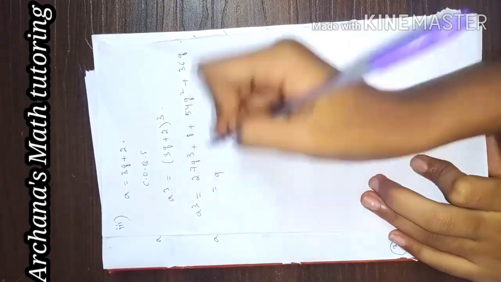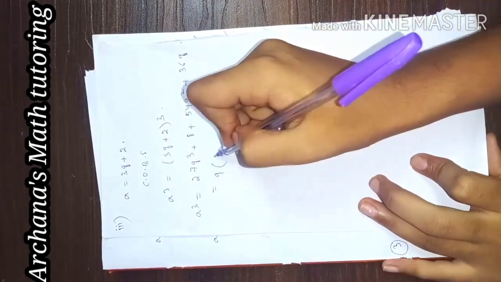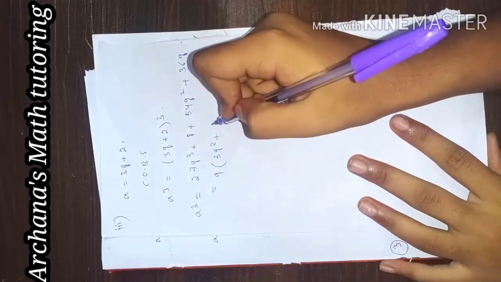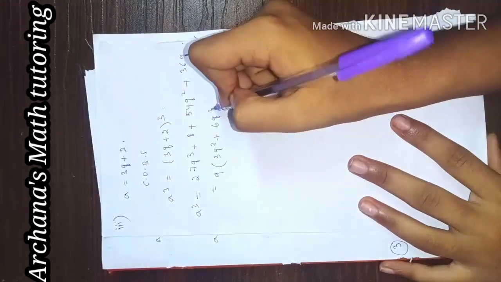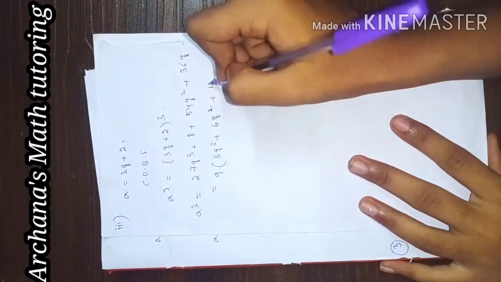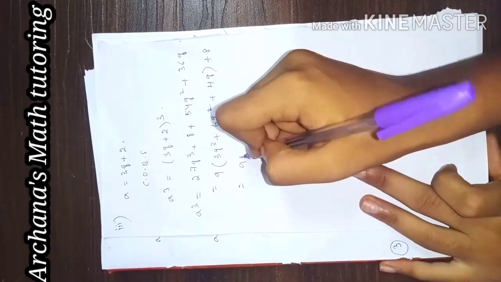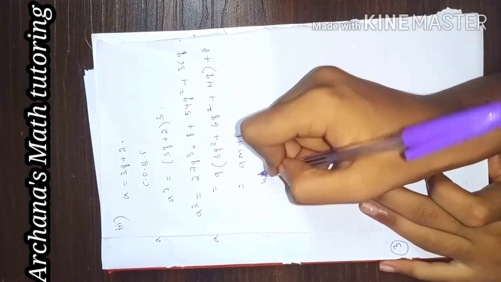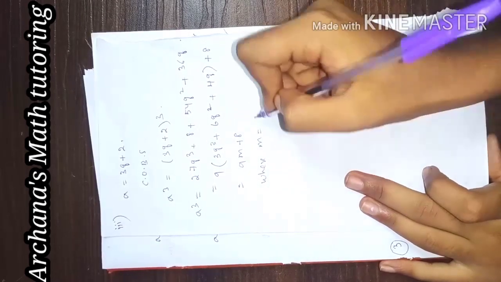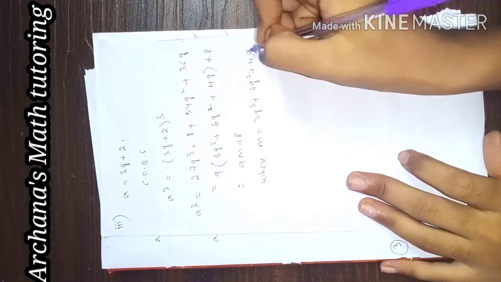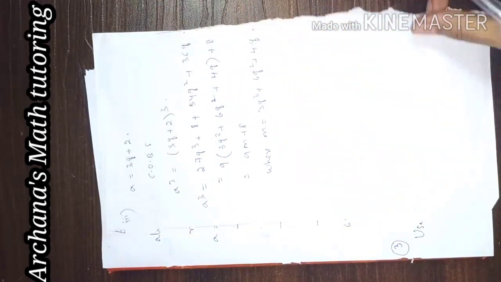Again take 9 common from this. 9 3s are 27q cube plus, from 8 you can't take 9 common, so leave that term. 9 6s are 54q square plus 9 4s are 36q plus 8 as it is. So this is 9 into m plus 8, where m is some 3q cube plus 6q square plus 4q. Hence all the 3 cases are solved from this problem.